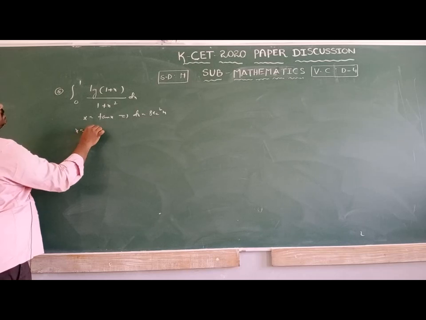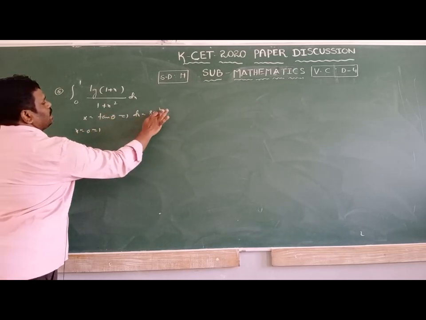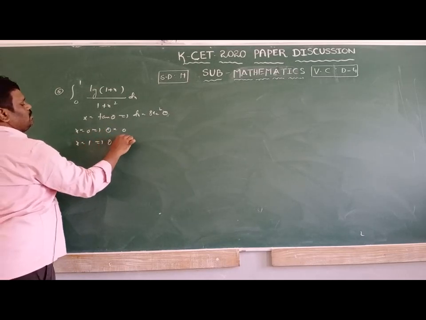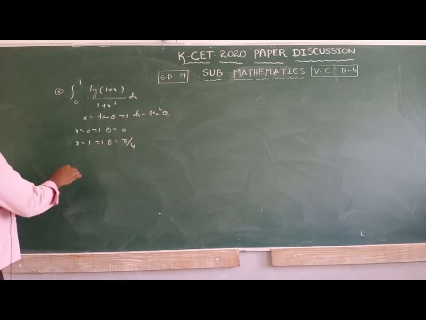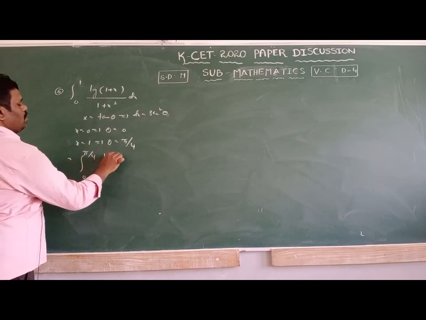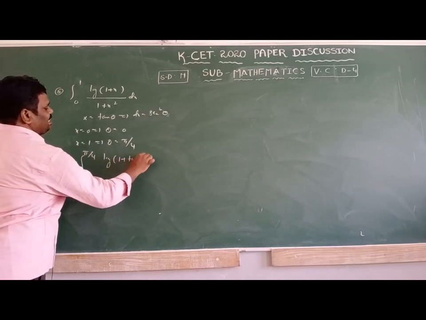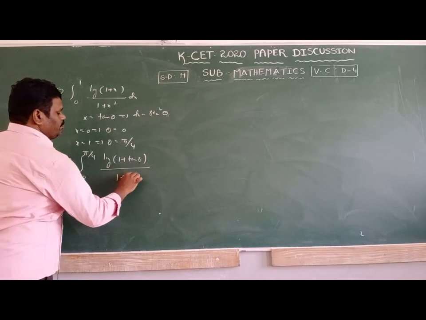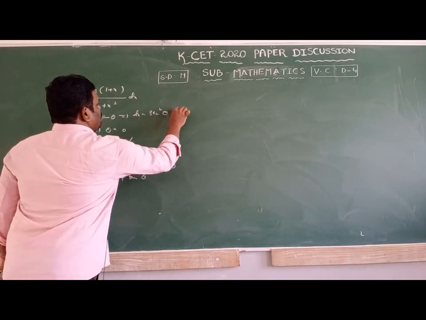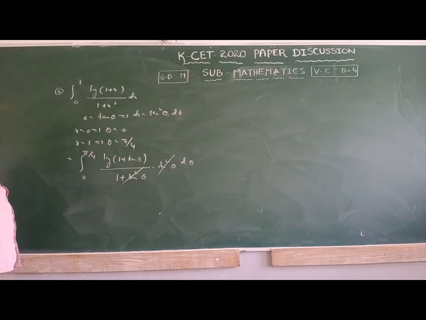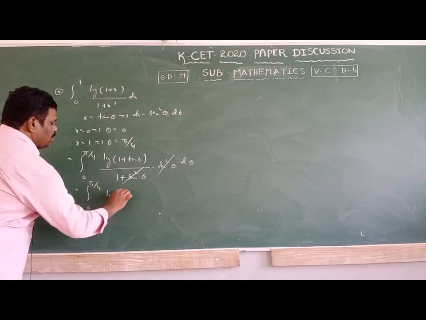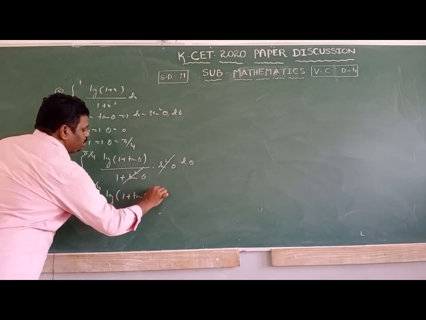When x is equal to 0, tan theta is 0, so theta is equal to 0. When x is equal to 1, theta is equal to pi by 4. Now substituting in the above integral, from 0 to pi by 4, log of (1 plus tan theta) by (1 plus tan square theta), dx is equal to how much? Secant square theta d theta, and secant square is 1 plus tan square, so cancellation. This one is a direct answer: integral 0 to pi by 4 of log of (1 plus tan theta) d theta.